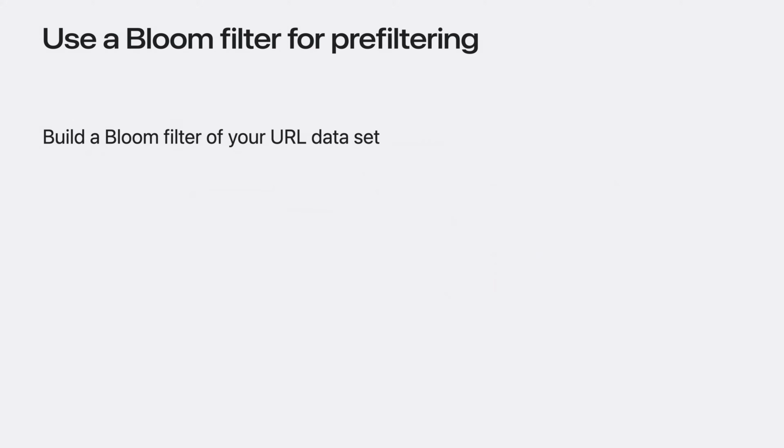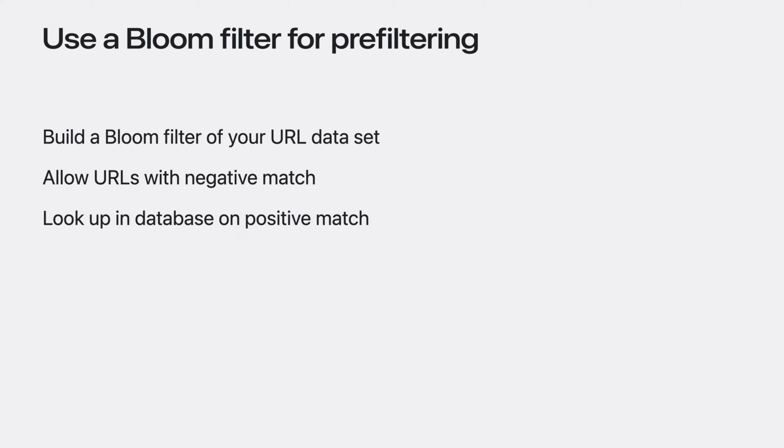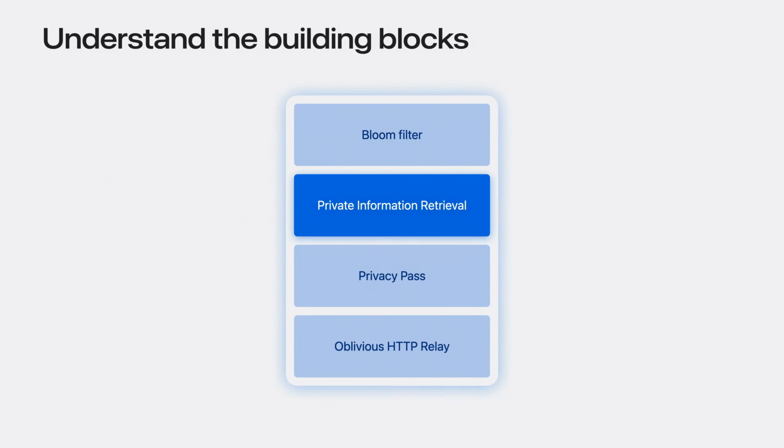Your Bloom filter will be used as a pre-filter for a quick check. If the match is negative, the checked URL is definitely not part of your URL dataset and will be allowed immediately without further verification. If the match is positive, the match result is not definitive due to potential false positives. Further verification, such as an off-device database lookup, will be necessary to reach a conclusive verdict. Using a Bloom filter as a pre-filter greatly reduces off-device database lookups, improving performance. The second key technology is Private Information Retrieval.